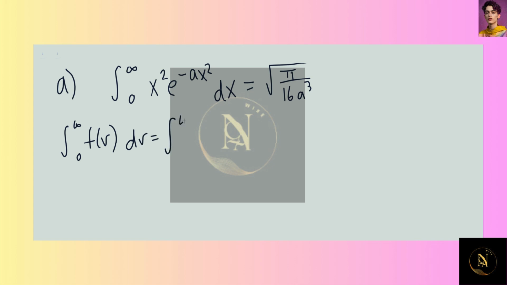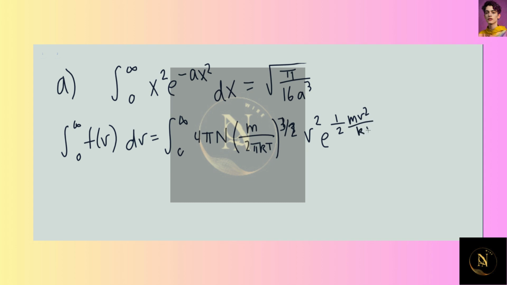So plugging in the actual Maxwell distribution, we have 4 pi N times all this stuff, which are just constants, m over 2 pi kT to the 3 halves, times v squared, e to the negative 1/2 m v squared over kT, dv.